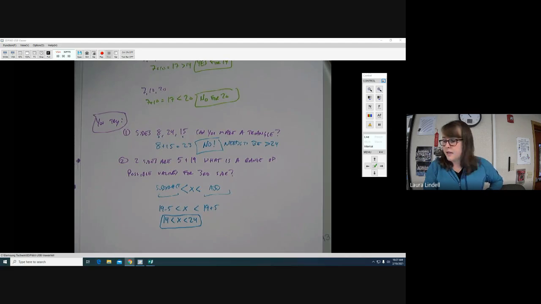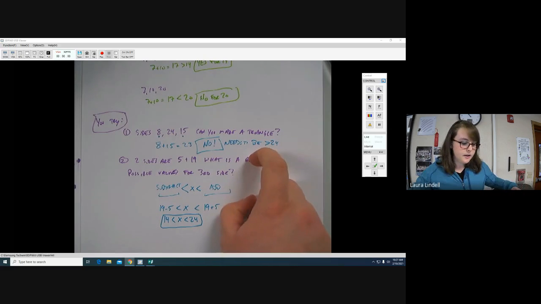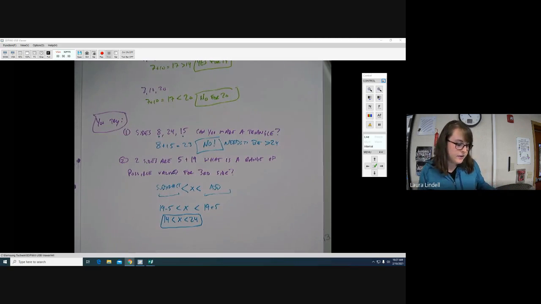So these are the two really main types of problems that we're going to see for that. And in addition to it, we've still got ordering the sides and ordering the angles from largest to smallest or smallest to largest. So now we're going to go ahead and take a look at the assignment, and we'll do a couple of them together.